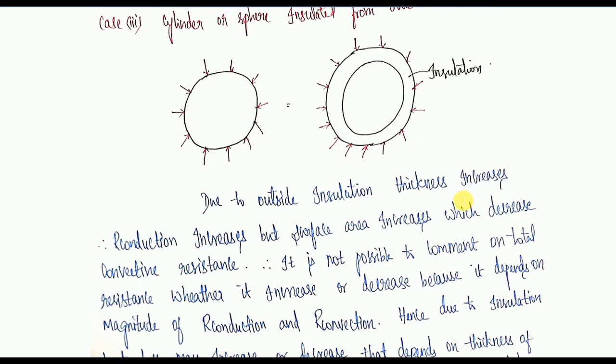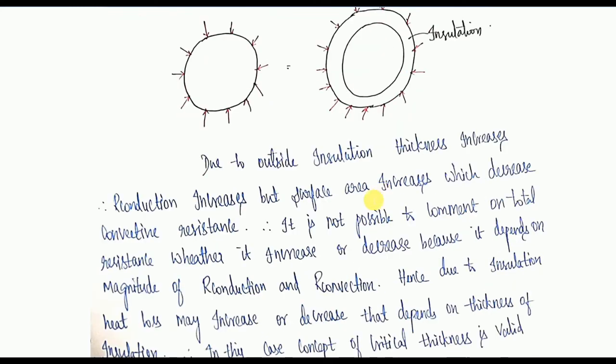What happens? Next, the conduction, that is if your thickness is increased, the heat loss will be less. Due to that, the resistance is increasing. So the resistance is increasing, but the surface area also increases, which decreases the convective resistance. Convective resistance in the sense that H outer, you have seen that, right? That will be decreasing because it is in contact with the surface, right? Like that it will be going. So it is decreasing.